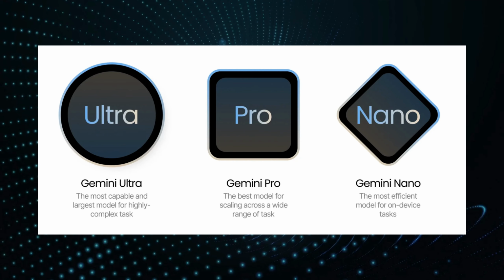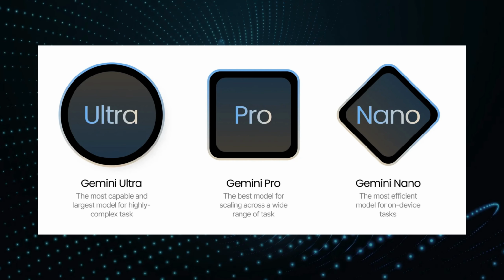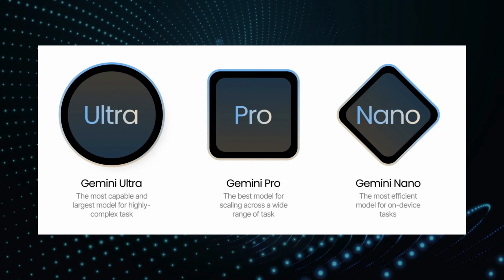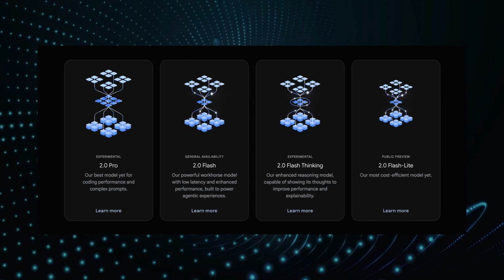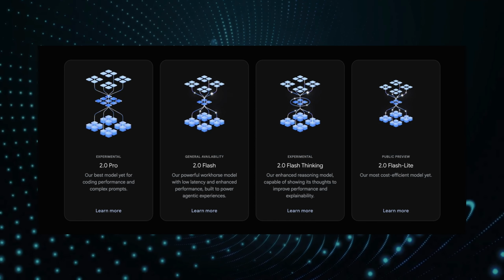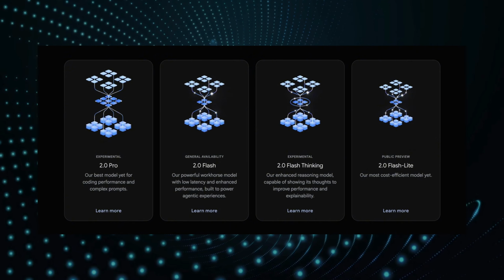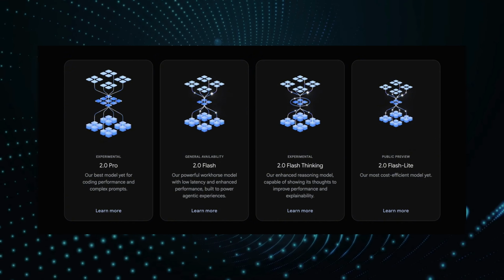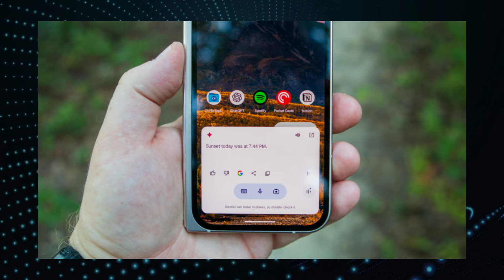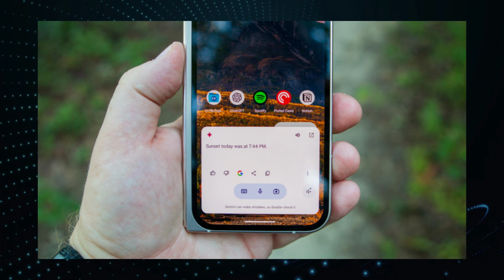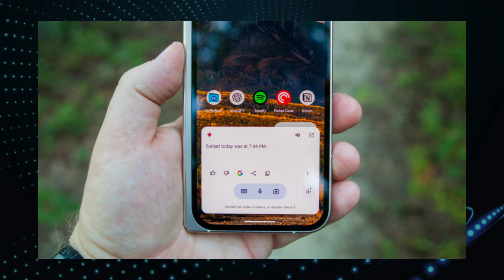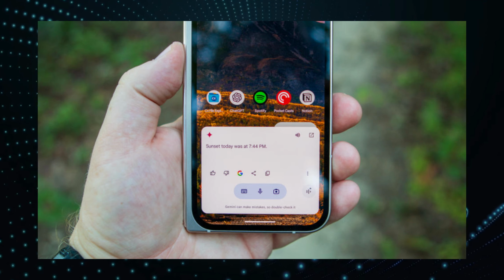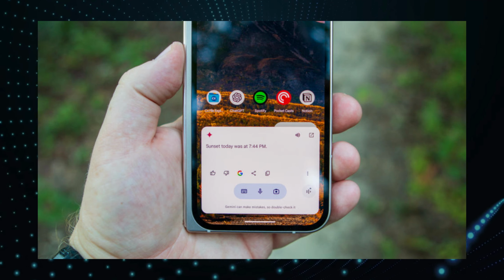At the top of the hierarchy sits Gemini Ultra, Google's most powerful model, though it's currently not widely available. Below that, we have Gemini Pro, which serves as the current flagship model, with its latest iteration being Gemini 2.0 Pro. Then there's Gemini Flash, a more streamlined version optimized for speed, and its variant Flashlight. For mobile devices, Google offers Gemini Nano, designed to run directly on smartphones and other devices.